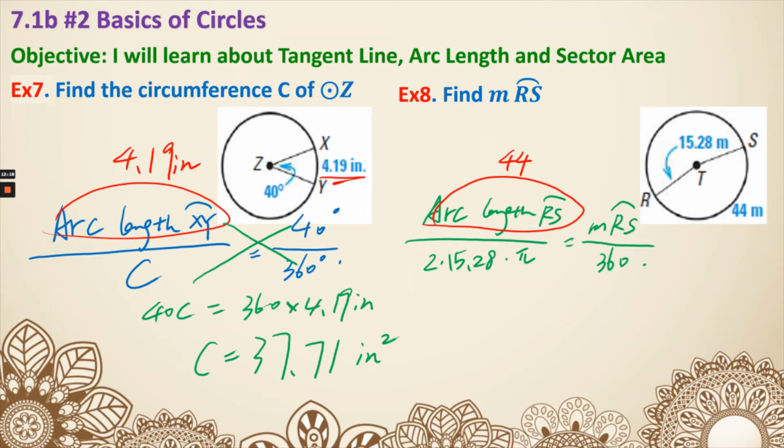After putting it in the calculator, that is going to give us the measurement of RS as 164.99 degrees. This is a measurement. That's example 8.